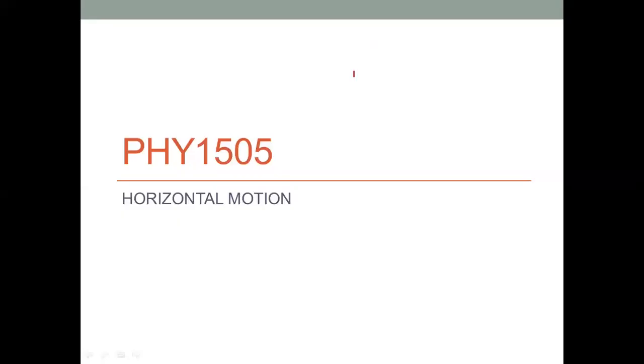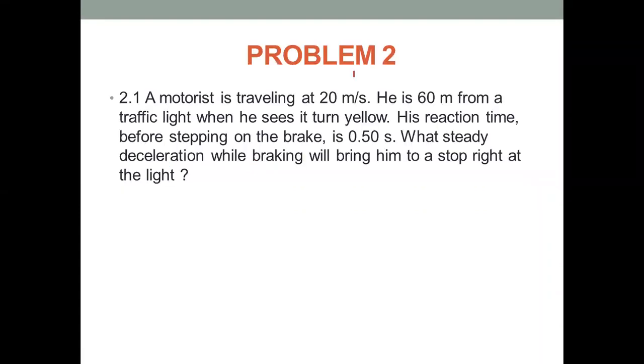Hello guys, let's consider an object that is moving horizontally. Let's consider this problem here. A motorist is traveling at 20 meters per second. He's 60 meters from a traffic light when he sees it turn yellow. His reaction time before stepping on the brake is 0.50 seconds. What steady deceleration while braking will bring him to a stop right at the light?